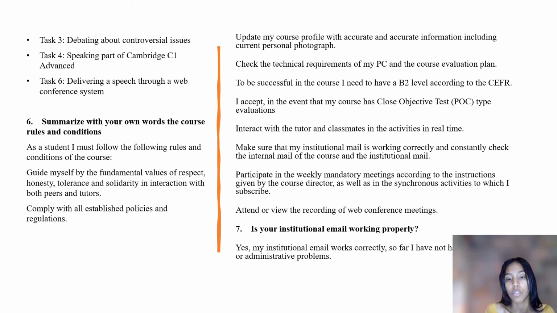Is your institutional email working properly? Yes, my institutional email works correctly. So far I have not had any technical or administrative problems. Okay.